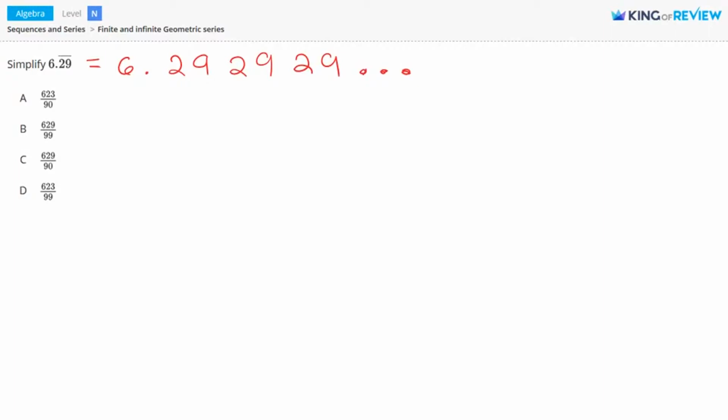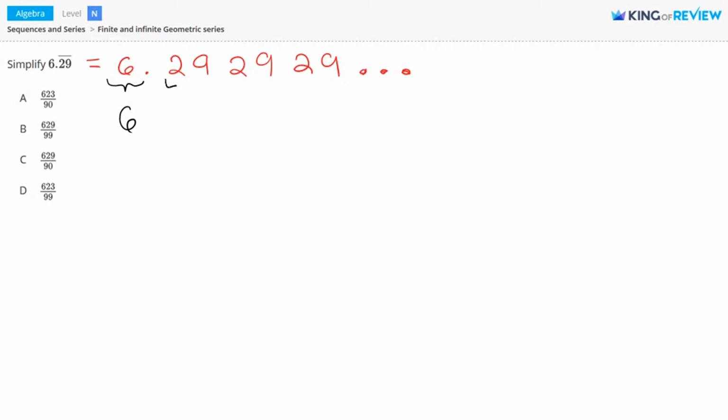And what I want to do is represent this repeating decimal as a series of terms that we will eventually add using the sum of an infinite geometric series equation. So let's break down this repeating decimal here. We have this first portion of the decimal that does not repeat. The 6 does not have a repeating bar over it, so it does not repeat. I'll just write that down here.